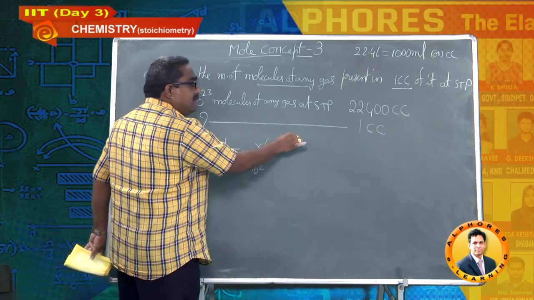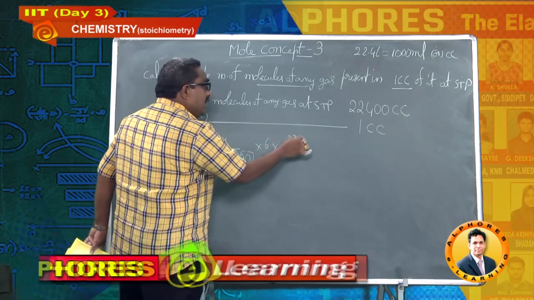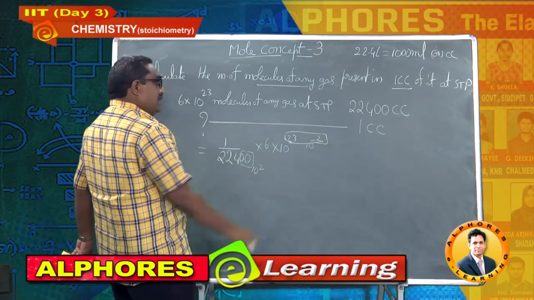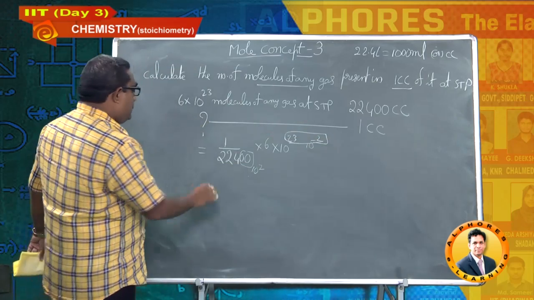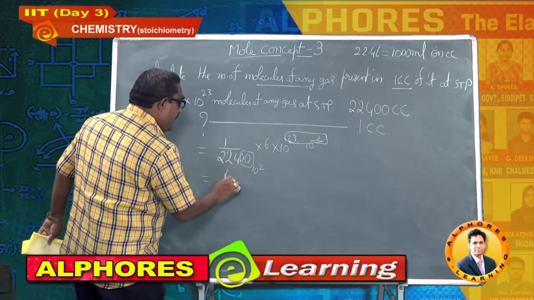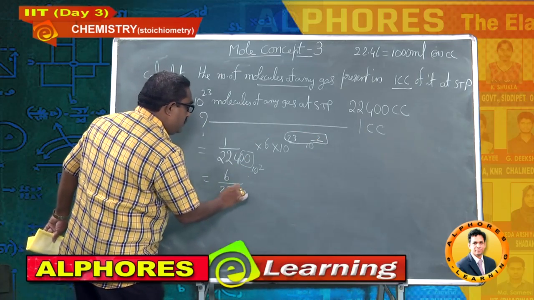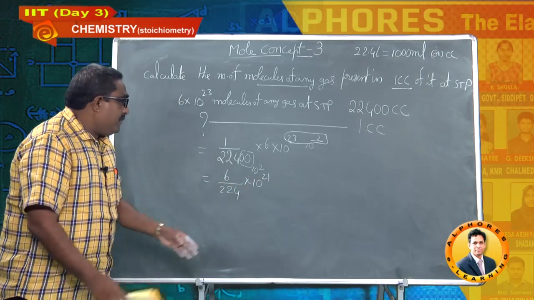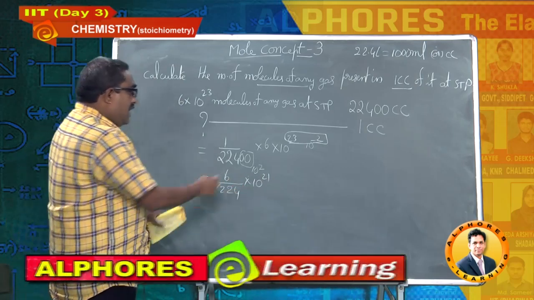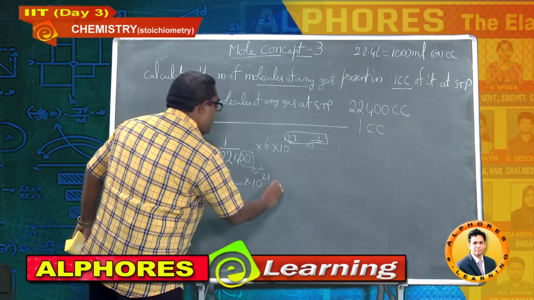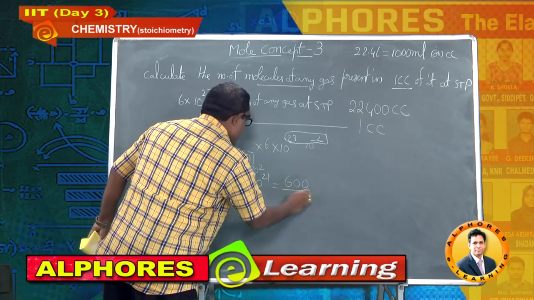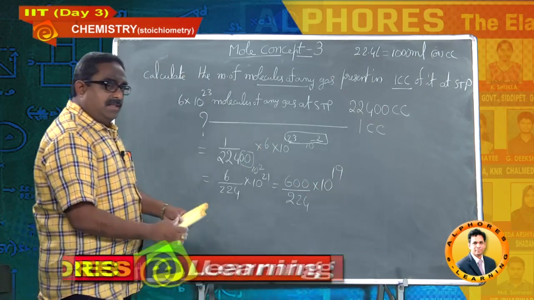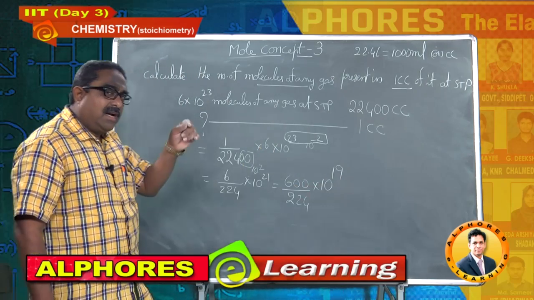If you take this to the numerator, it becomes 10 power minus 2. So 23 minus 2 comes to 21. So 6 I am writing here: 6 by 224 into 10 power 21. Take 2 tens out, that is 100. Take 100 out of this. So I can write it as 600 by 224 into 10 power 19. This is the simplest way of calculation. Please concentrate on that part also, students.